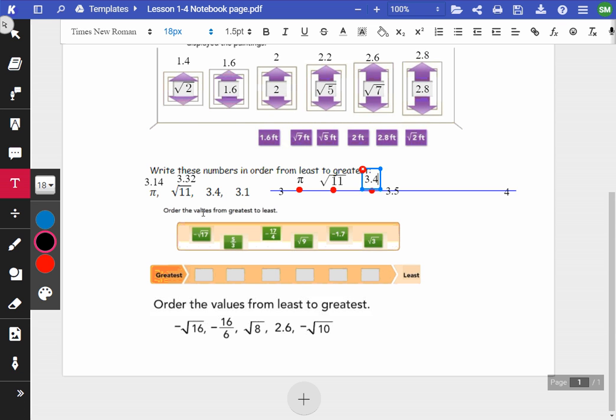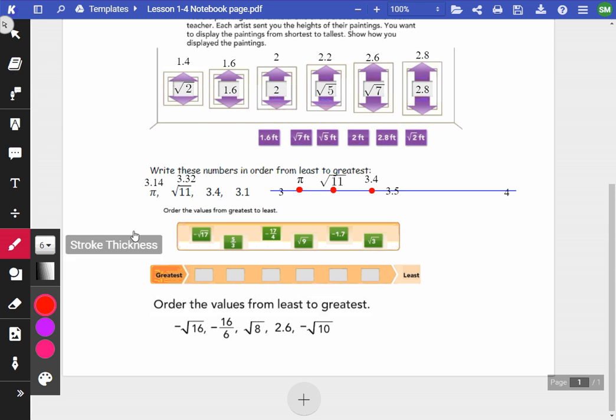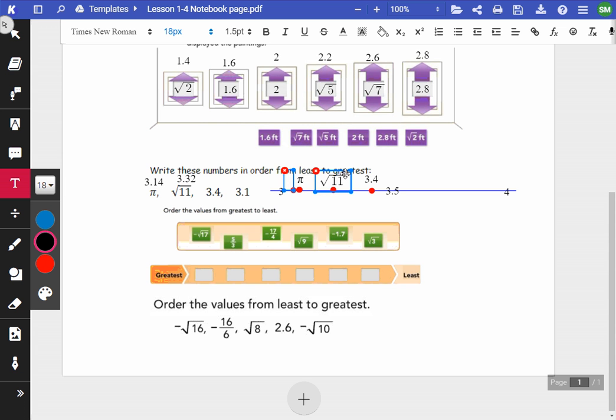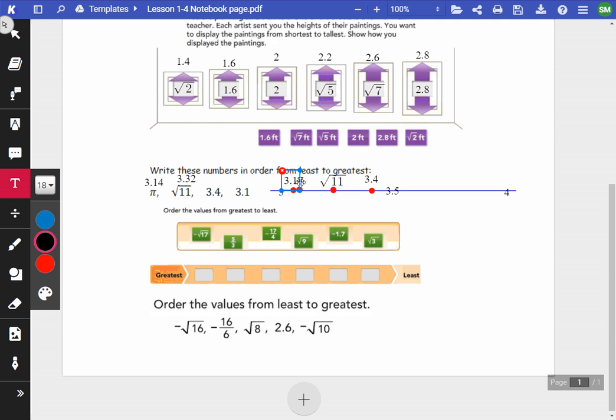3.4. And then 3.1. Ooh, here's the question. Is 3.1 bigger or smaller than pi? Well, pi is 3.14, and 3.1 is 3.10, so it is smaller. So I'm going to put it like right next to there, but on the left. And I'm going to label that 3.1. Move it so we can read it, and I'll move the pi over just a little bit. In fact, I'll put pi down here. There we go.